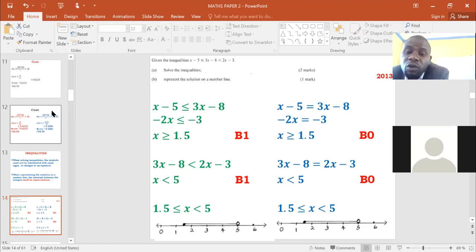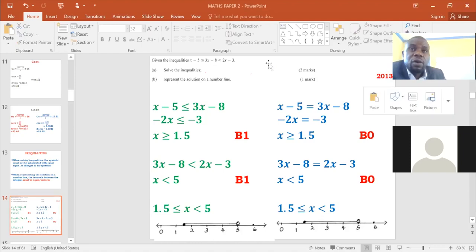But some students are very bright. They use equal signs, but they come up with the same answer, like you can see on the right in blue. So in that particular area, when a student goes ahead, like you can see in blue, he has replaced the inequality symbols with equal signs. Instead of having x minus 5 is less or equal to 3x minus 8, he has used an equal sign. But at the end, he has the right answer, which is x is greater or equal to 1.5. Then the next inequality, he also has 3x minus 8 is equal to 2x minus 3. Then, surprisingly, again, he replaces the correct inequality symbol. He has the right answers, but he is working using equal signs. That means that he has changed the question from inequality to an equation. So in that particular case, you'll be awarded B0, B0, because you changed the question.